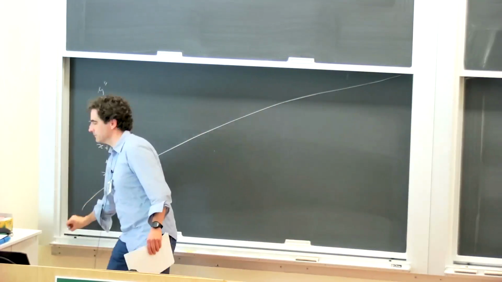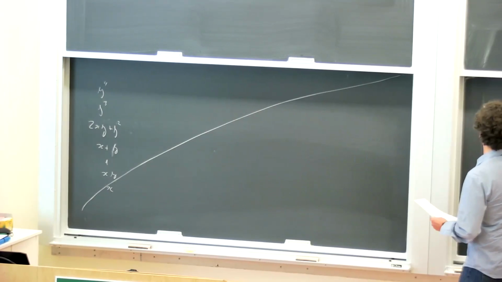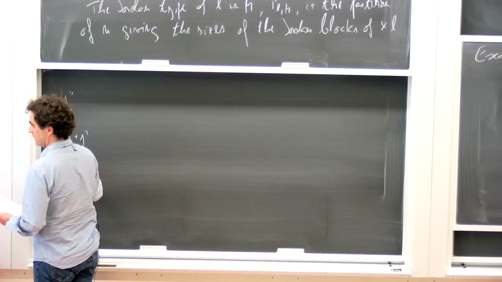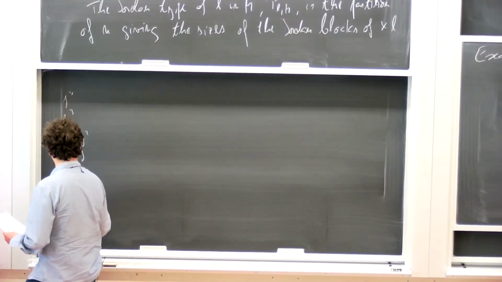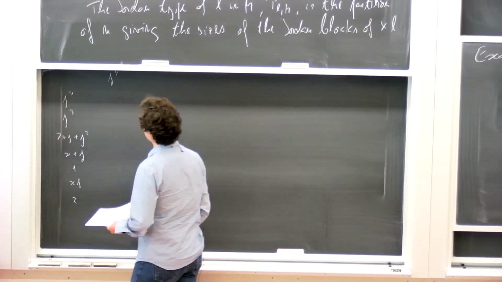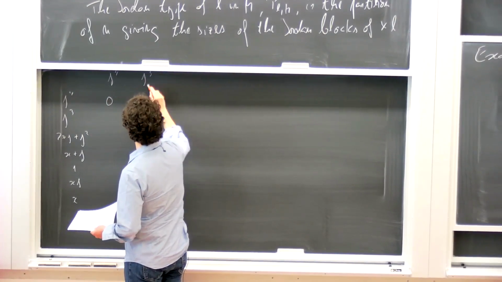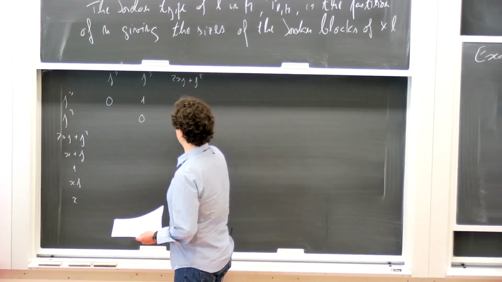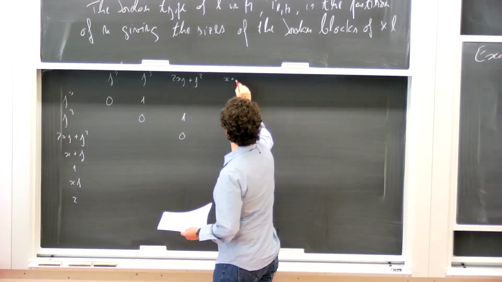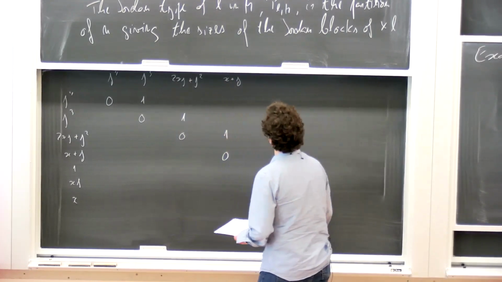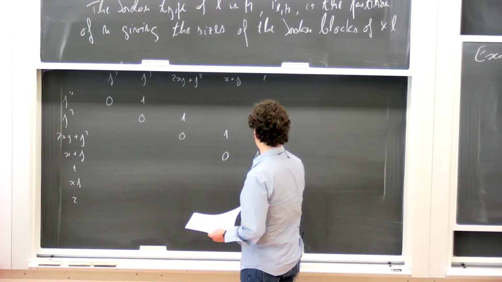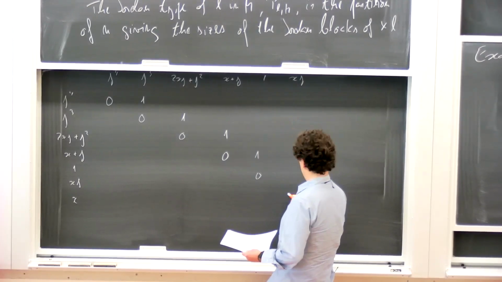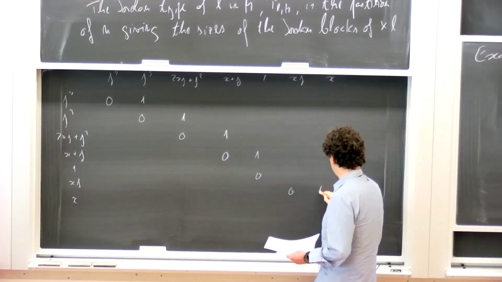So, I'll just not use that word. Thank you. So y to the 4, y cubed, 2xy plus y squared, x plus y, 1, xy, x. And again here, y to the 4. And I know that y to the 4 goes to 0. y cubed goes to y to the 4. 2xy plus y squared goes to y cubed. x plus y goes to 2xy plus y squared. 1 goes to x plus y. And xy goes to 0. And x goes to xy.